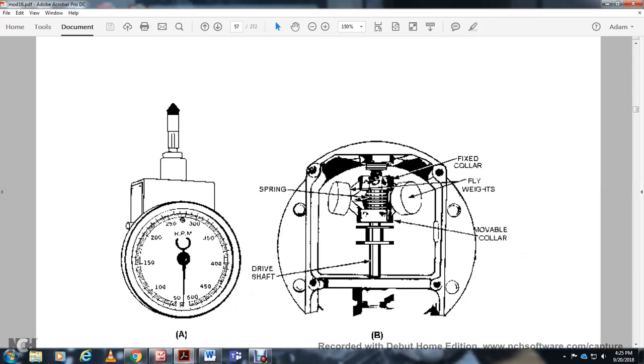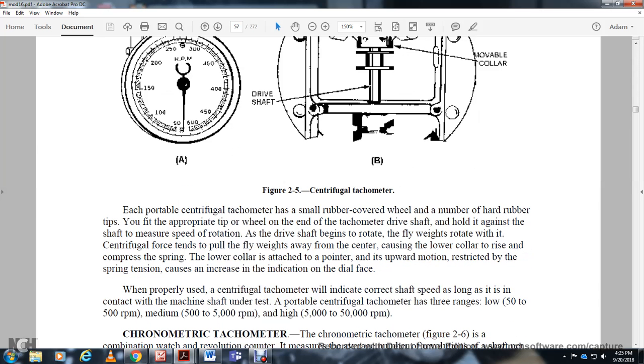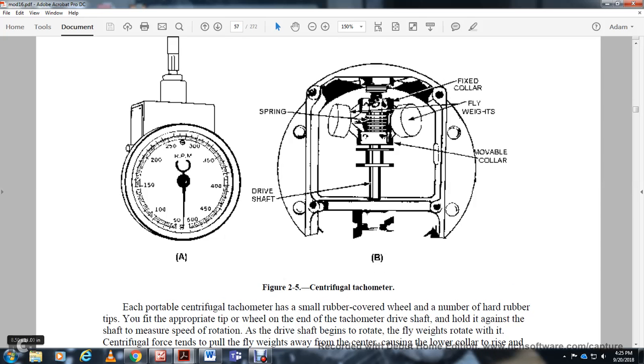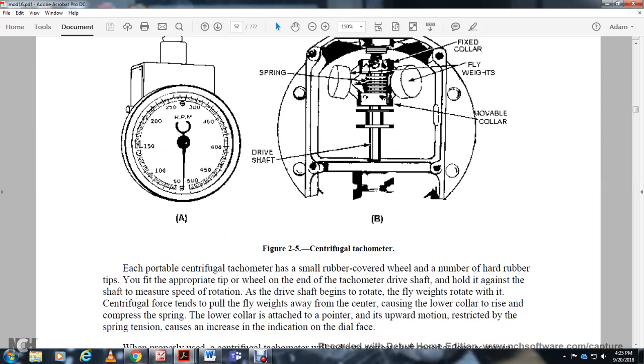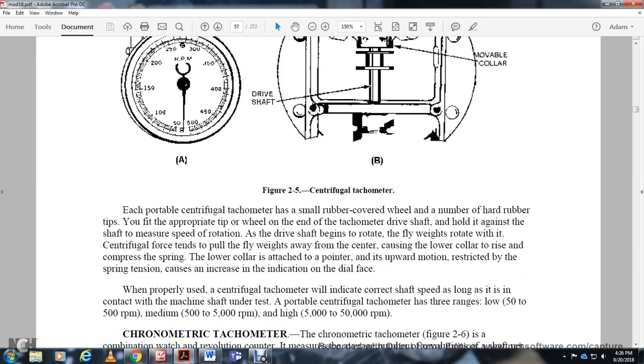The portable centrifugal tachometer has a small rubber-covered wheel, a tip made of hard rubber. You hold the rubber tip of the tachometer's drive shaft against the shaft whose speed of rotation you are measuring. The drive shaft begins to rotate, and the flyweights rotate. The centrifugal force pulls the flyweights away from the center, which moves the lower collar to compress the spring. The lower collar moves the pointer, its upward motion restricted by the spring tension, to indicate on the dial face.